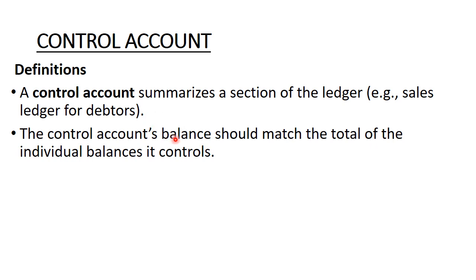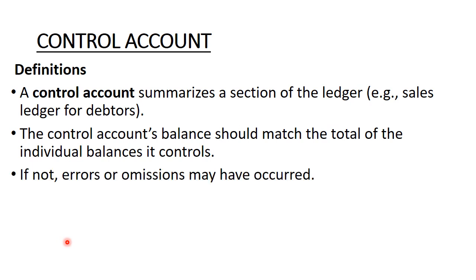So the control account's balance should match the total of the individual balances it controls. Okay, so if, for example, the control account is the sales ledger control account, its balance should match the balance for the individual accounts, that is the sales ledger accounts or debtors accounts. If it's not matching, it means there were errors or omissions.